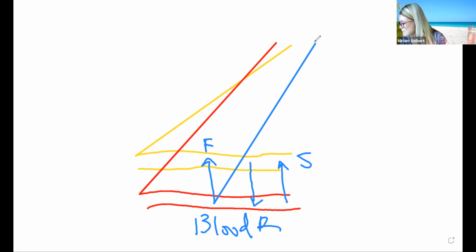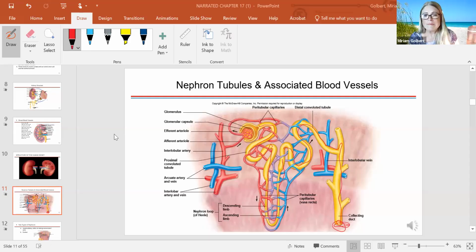In the first step, which is filtration, obviously that happens in the glomerular capsule. We have these fenestrated capillaries. We are filtering with this force, which is your blood pressure coming in here. In this first step of filtration, sometimes we get things in the lumen at the start of the nephron that need to go back into blood. So that's why in the proximal convoluted tubule, we do a lot of reabsorption.